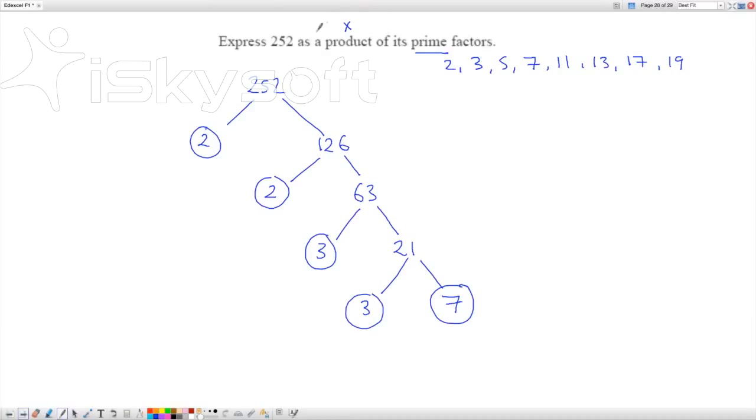But the last step, because it wants it as a product, we must do 2 times 2 times 3 times 3 times 7. We want to make that neater: 2 squared times 3 squared times 7. So that is 252 expressed as a product, multiplications in between, of prime factors.